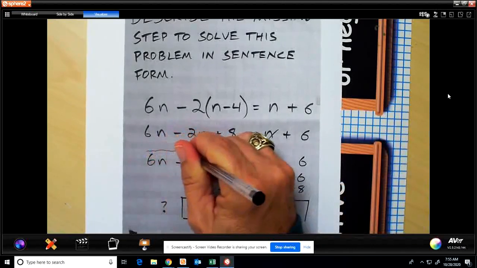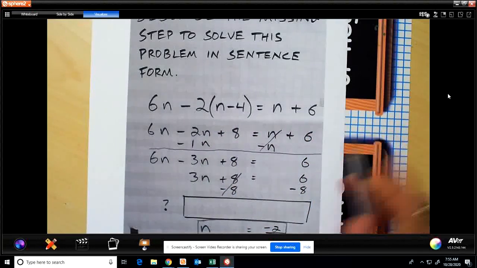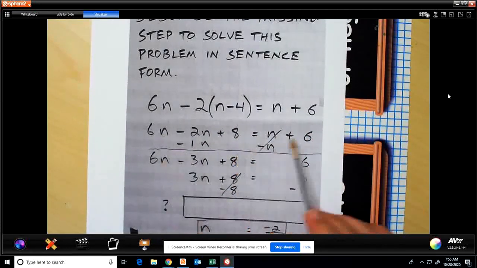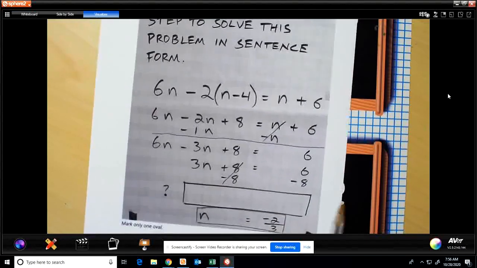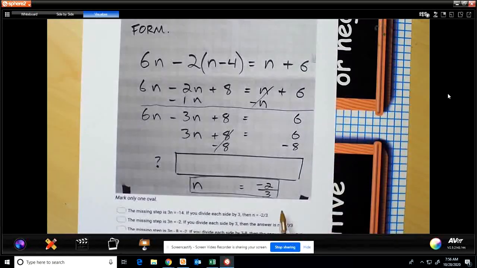So if they drew a line right here, does this come out right from here? And then they combined the n's. Did they get the right answer here? And then they subtracted 8. So what is this equal right here? So we know that they subtracted 8, and we have to determine what that equals, and then we bring down, and then we have to get n by itself.